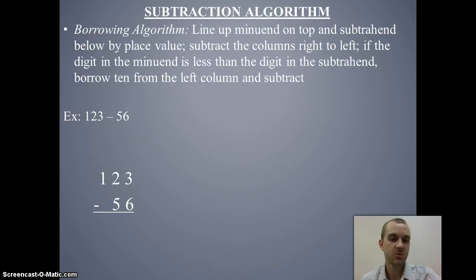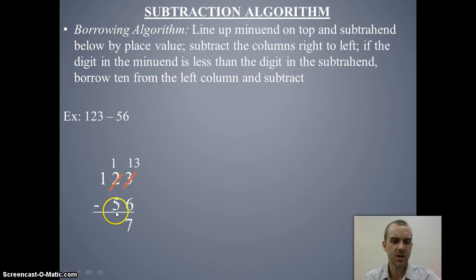Now in subtraction, we use what's called the borrowing algorithm. And you can see we line up our numbers vertically by place value. But what happens if our minuend is smaller than our subtrahend? We borrow from the next place value to help us out. So in this case, we borrow from the 2, it becomes a 1, and that changes our 3 to a 13. 13 minus 6 is 7.